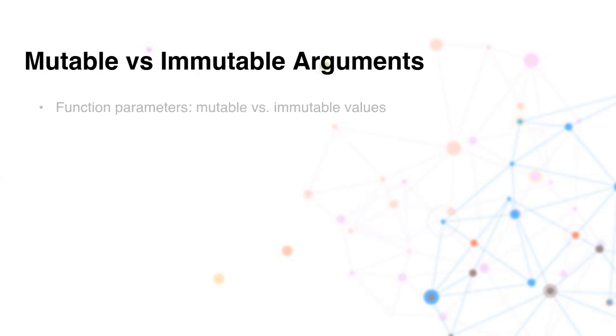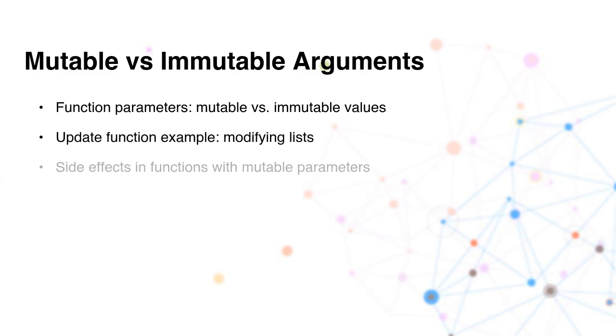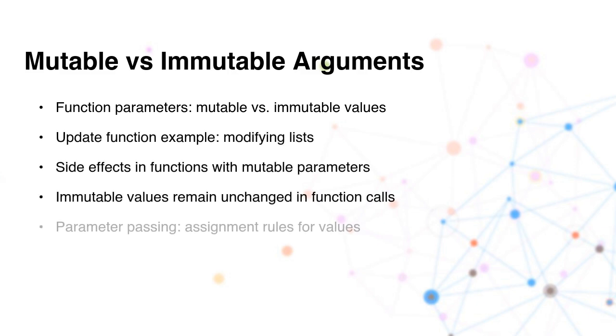Functions can handle both mutable and immutable arguments. With mutable parameters, such as lists, functions can create side effects by modifying the original data. Immutable values, however, remain unchanged during function calls, following the same assignment rules as regular variables.